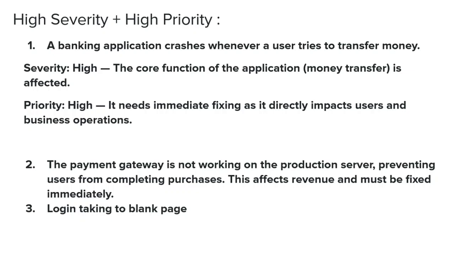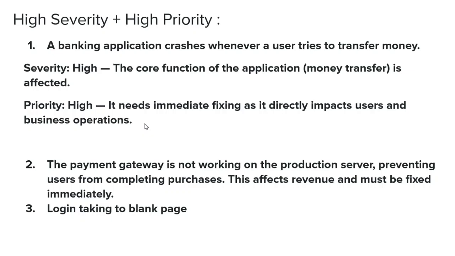So first one is high severity and high priority. You have some banking application. You are going to test a banking application. And that banking application crashes whenever the user tries to transfer the money. So what is the priority of that issue? Priority will be high because the application is getting crashed whenever the user is trying to transfer the money. As a banking application, it is a high priority issue. It needs to be fixed immediately as it is directly impacting the users and business operation.